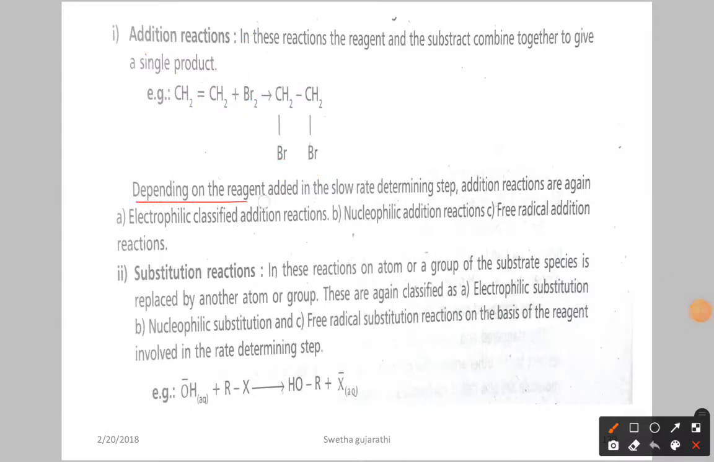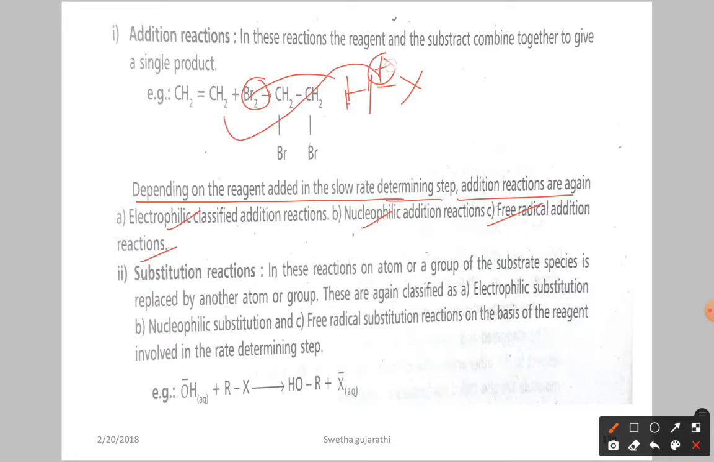Depending on the reagent added in the slow rate determining step, addition reactions are again classified as electrophilic addition reaction, nucleophilic addition reaction, and free radical addition reaction. For example, if you add H plus initially, H plus is an electrophile, so that type of reaction is called electrophilic addition reaction. Or if you add X minus first in the reaction, X minus has a negative charge, we call it a nucleophile.